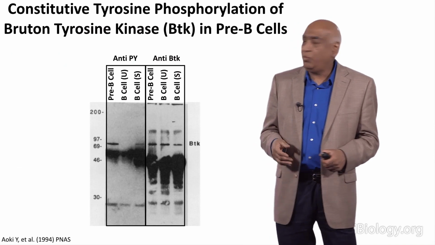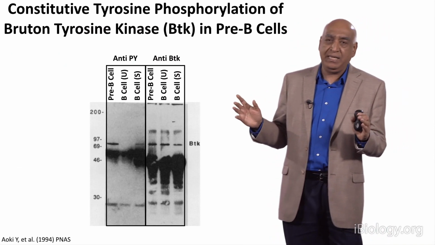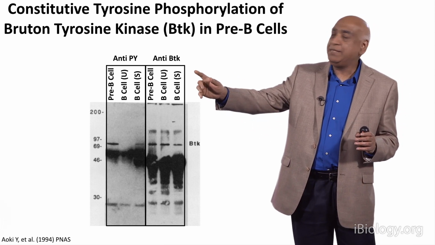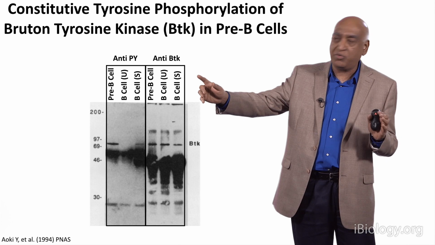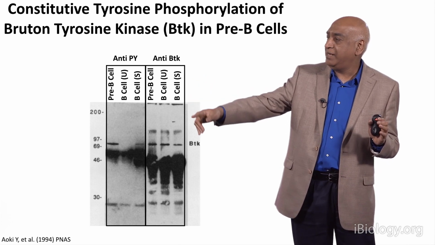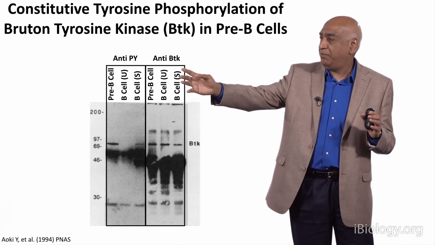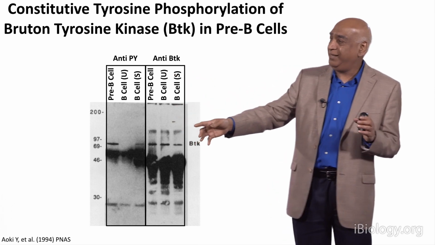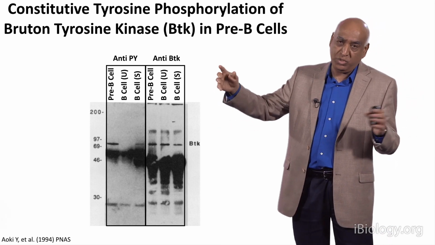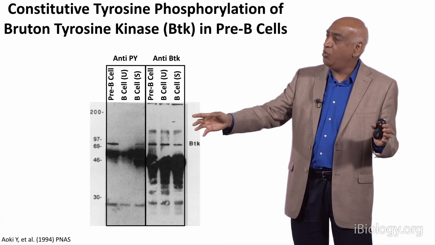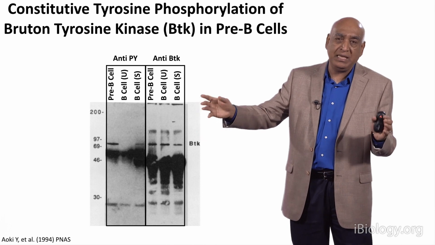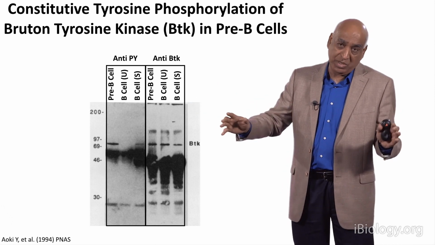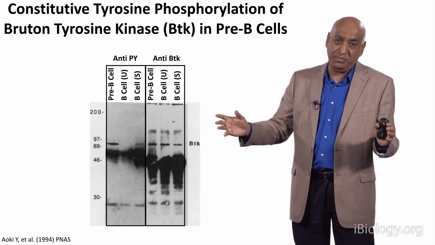So to address this, we started to look at BTK in pre-B cells and in B cells. If you look at the panel called anti-PY, that's for anti-phosphotyrosine. And if you look at the band that's labeled BTK, you have to look at the panel on the left, and you look at the middle lane. That is a B cell that hasn't been activated. U stands for unactivated. There is no tyrosine phosphorylated BTK in that lane. However, the pre-B cell without activation already has tyrosine phosphorylated BTK.